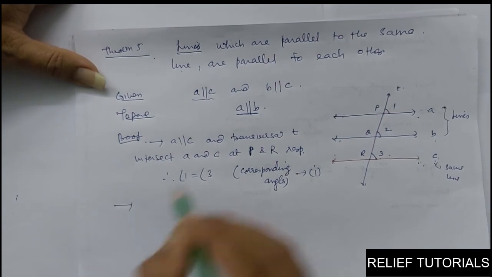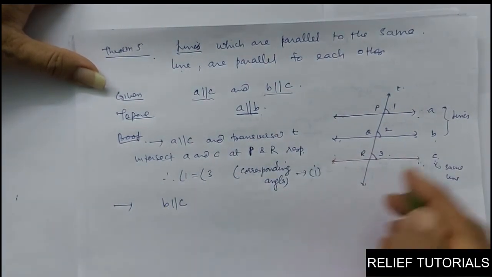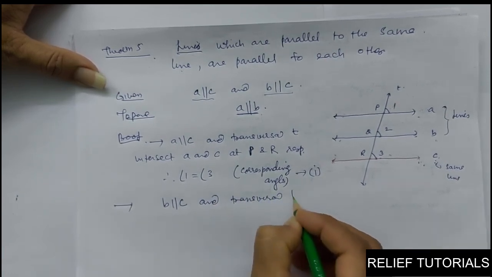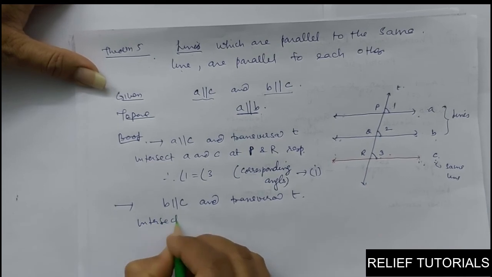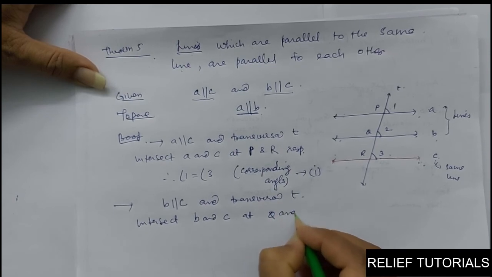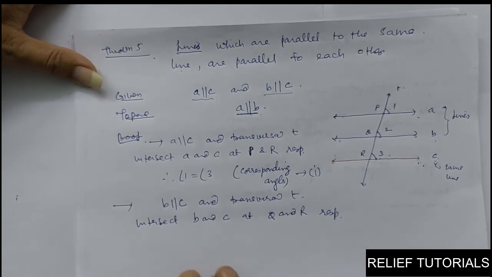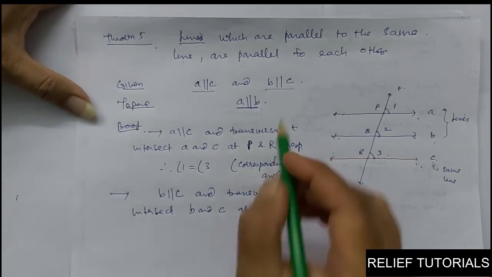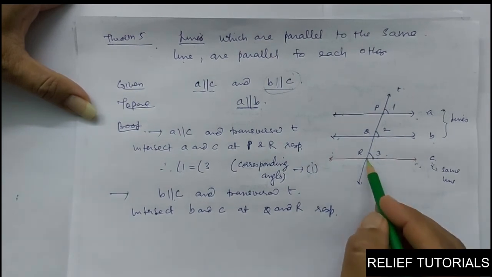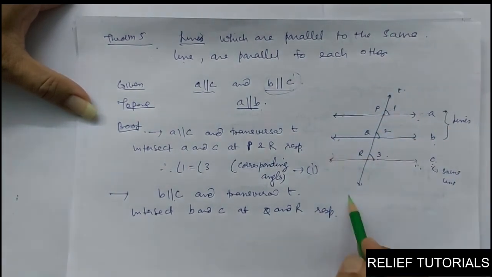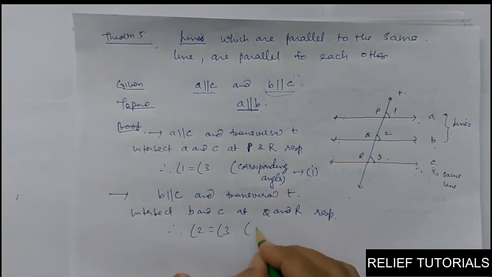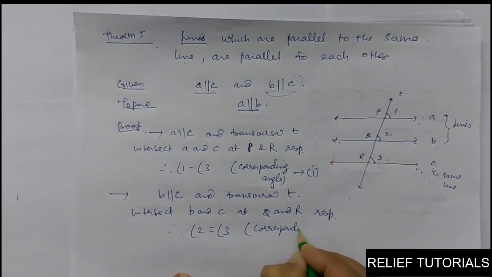Clear? Now, second. B is parallel to C and transversal T intersects B and C at Q and R respectively. Clear? I have taken the data. So these two lines are parallel and this is a transversal. So I can say angle 2 is equal to angle 3. Reason: corresponding angles.